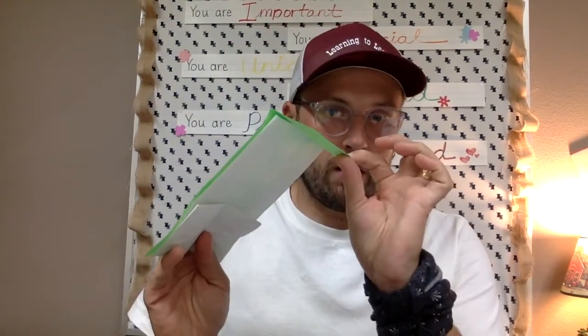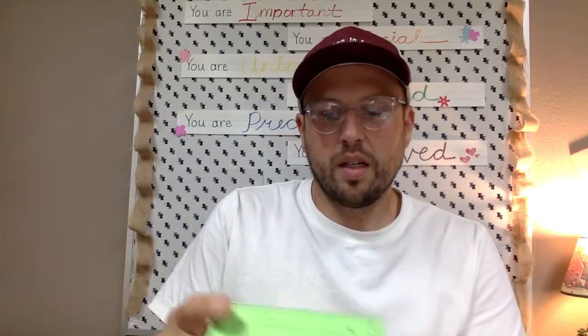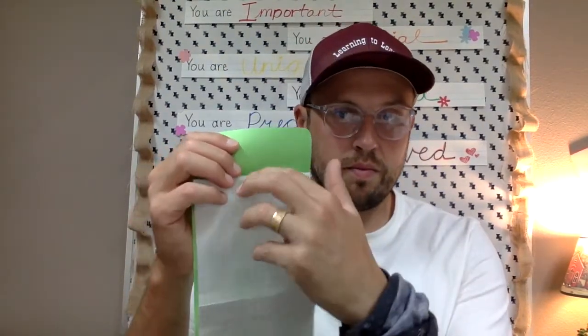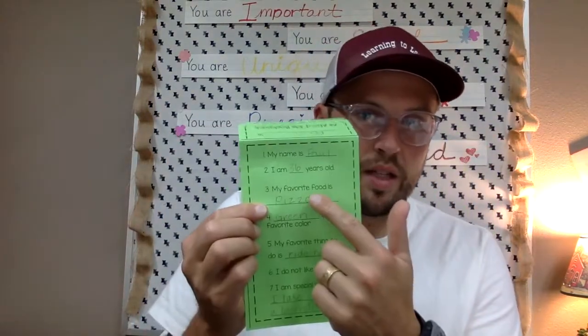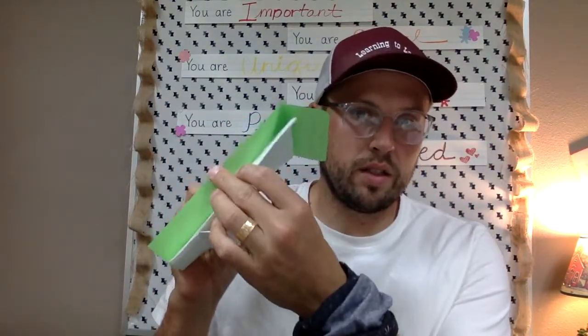Don't put glue on the green part, because you don't want to glue the flap down or you won't be able to get inside your backpack. So don't put glue here, because you want to be able to open up this. Okay, just putting glue on the back of this and gluing it to the paper bag. And really rub it on there so that it doesn't come off.